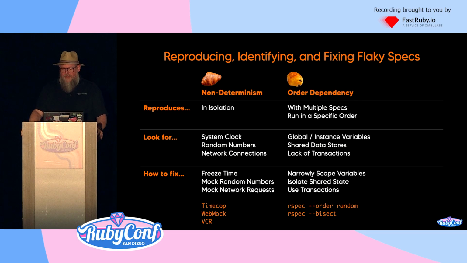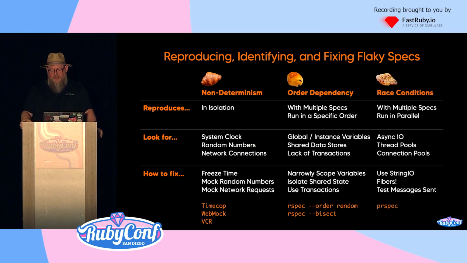Next, order-dependent flakiness only reproduces with other specs when run in a certain order. Now, because of that, they will not reproduce in isolation. Look for state that is shared across tests. And to fix order dependency, remove the shared state, make it immutable, or isolate it. RSpec order random can help you here by reproducing the failures, and RSpec bisect can help you by locating the leaky spec that's causing the failure.